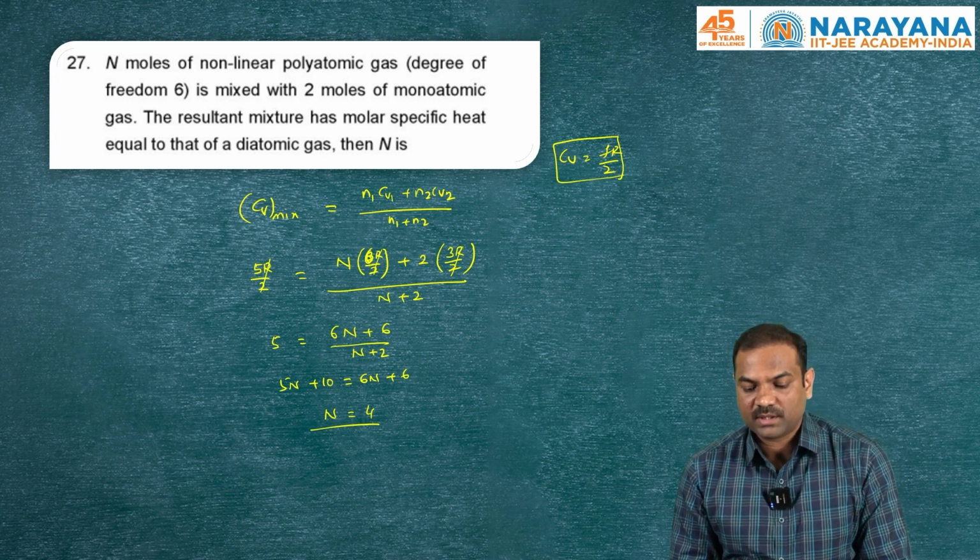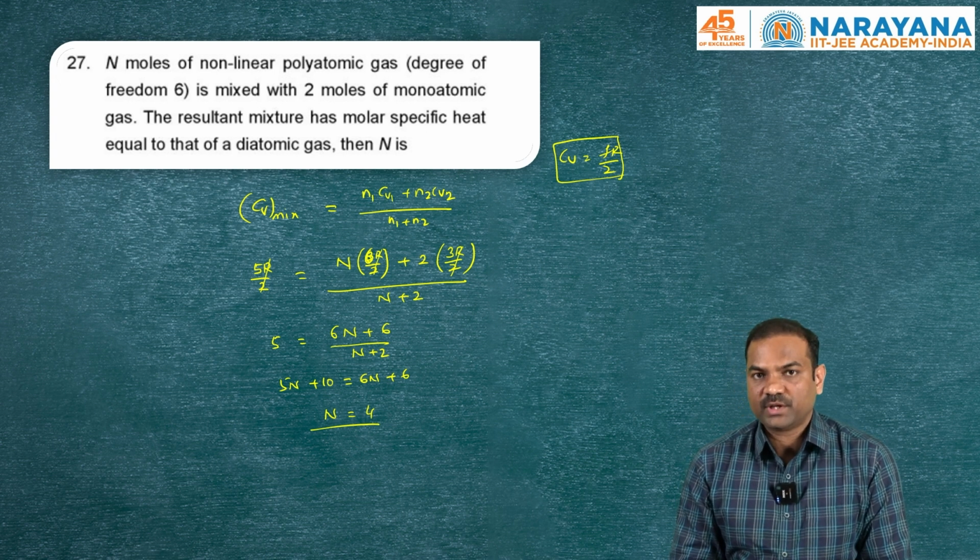So 4 moles of non-linear polyatomic gas is mixed with 2 moles of monoatomic gas.